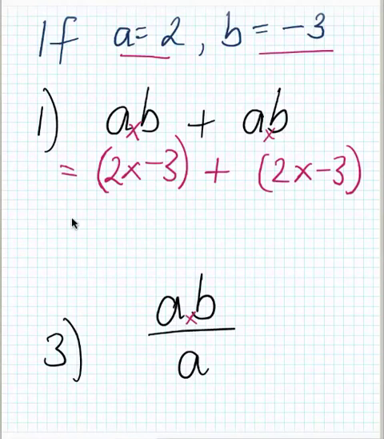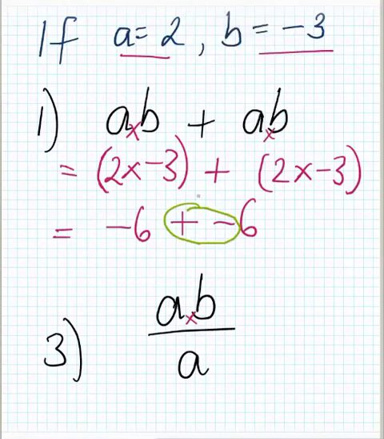I've just made some more room. We'll come back to question 2 in a second. So now we've got 2 times -3. That is -6. Plus 2 times -3. That is also -6. And we can see that a positive and a negative that are sitting together make a negative.